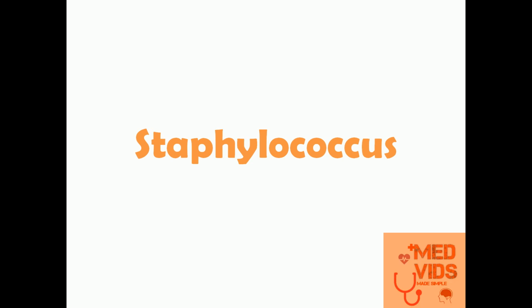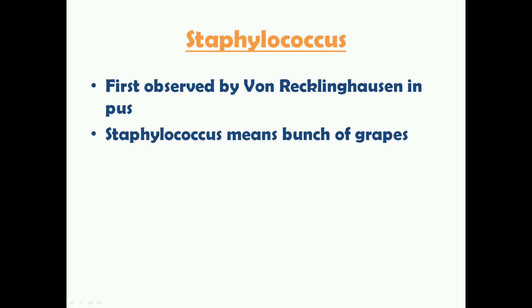In this video, we're going to see about Staphylococcus. Now let's begin. Staphylococcus was first observed by von Recklinghausen in a pus sample. So Staphylococcus literally means bunch of grapes in Greek.